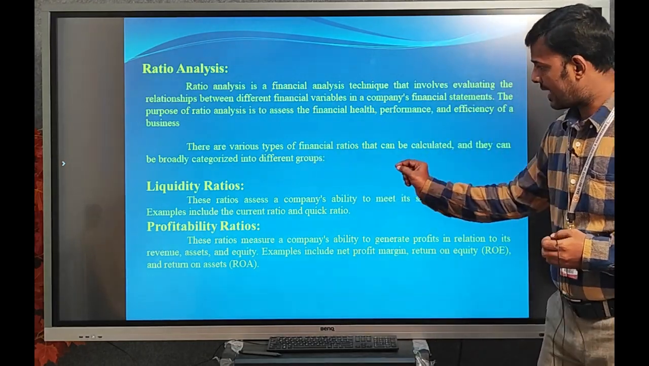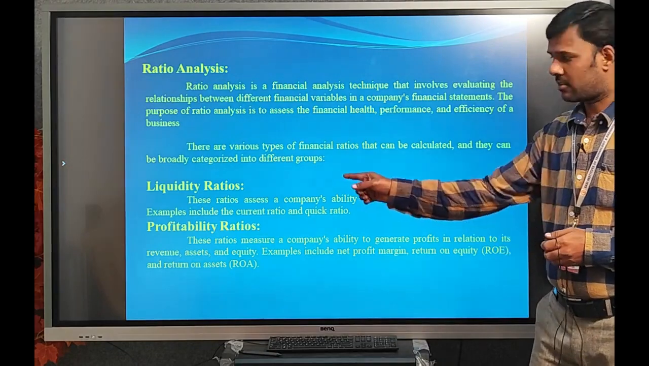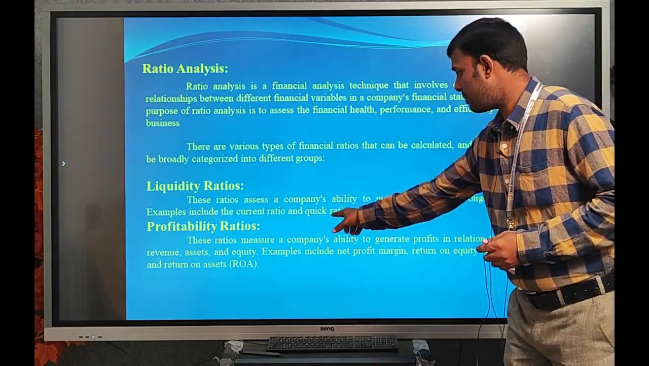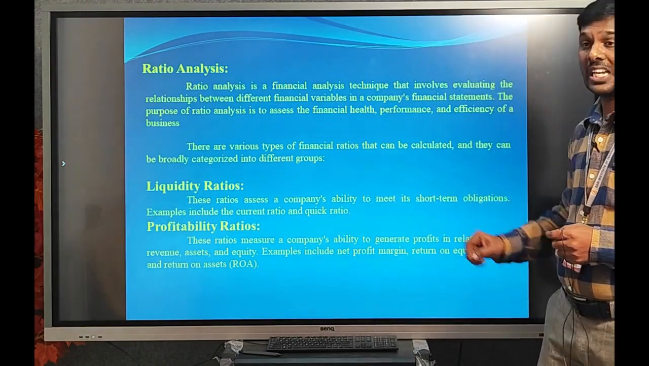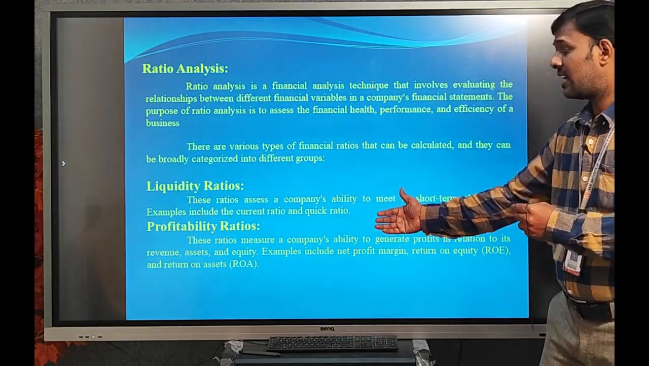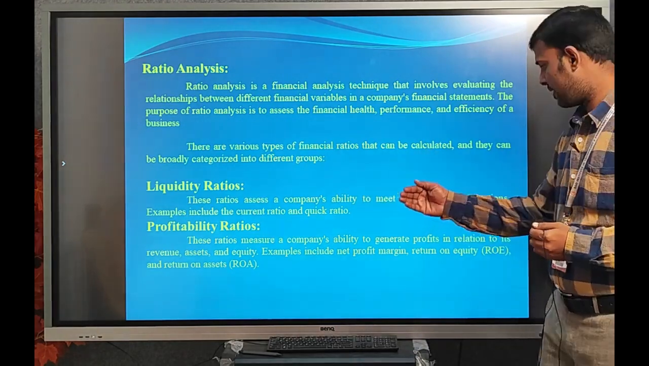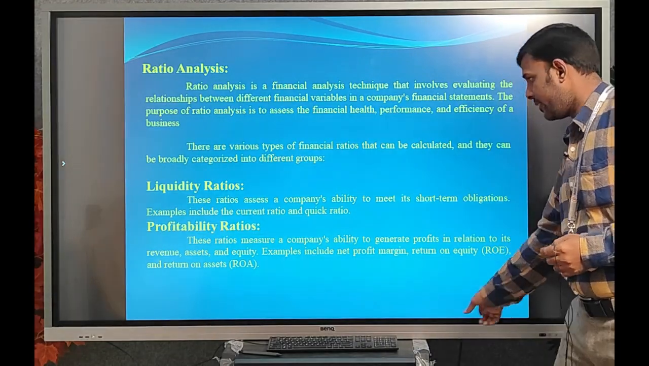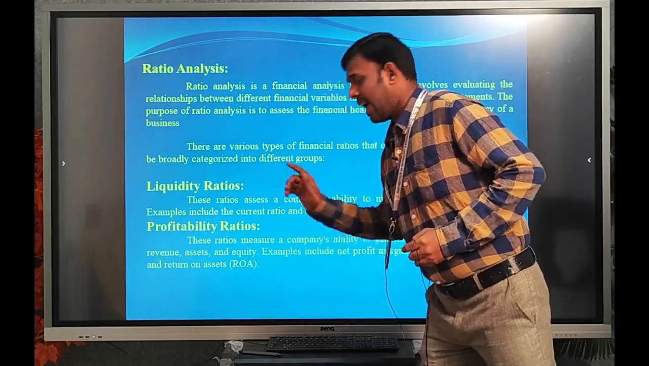And coming to the second one, profitability ratio. As the word contains the meaning, profitability ratios. These ratios measure a company's ability to generate profits in relation with revenue, assets and equity. For example, here we can see ROE, return on equity, and return on assets.